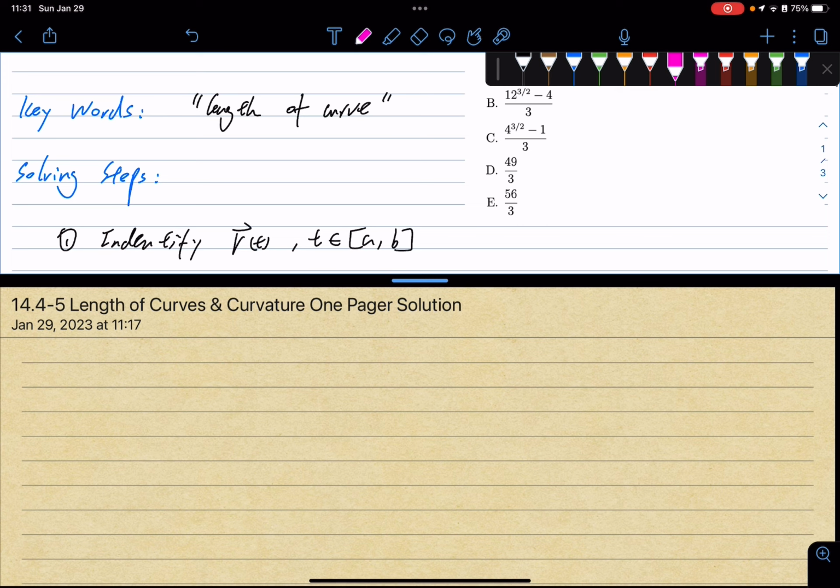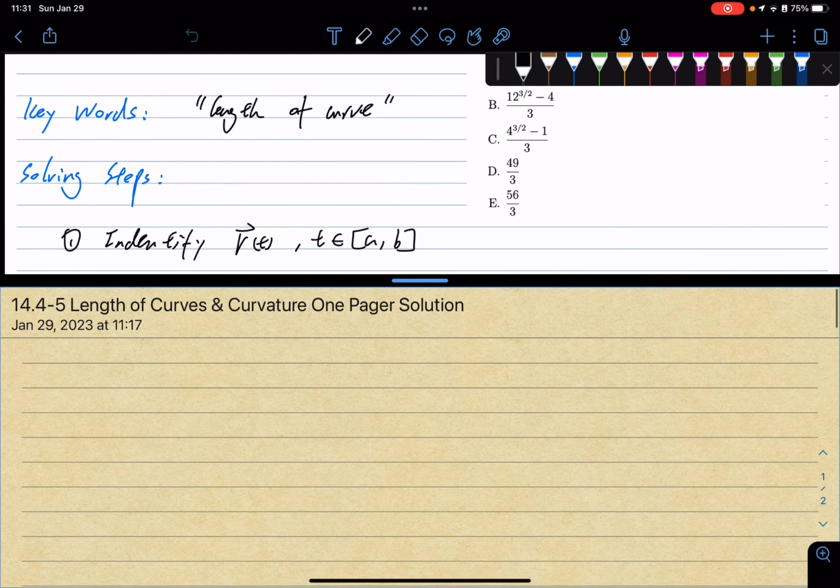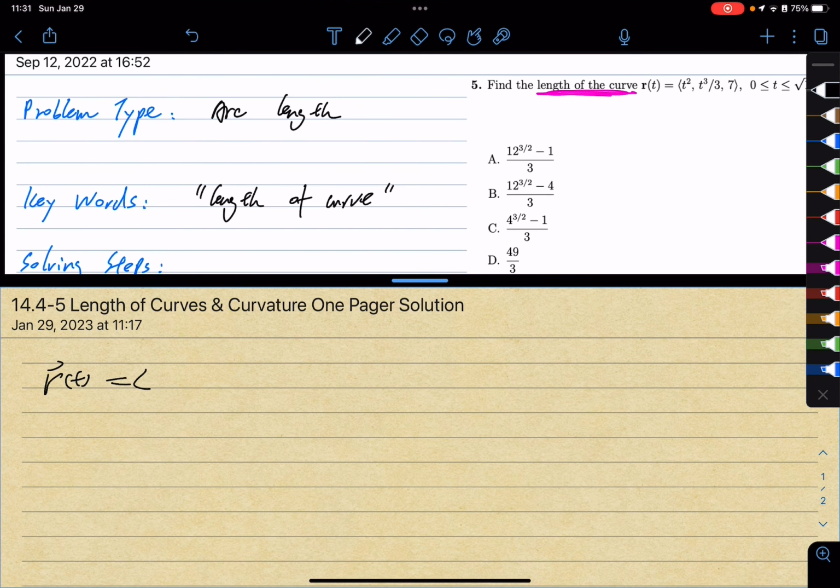The first step is as easy as it seems. I want you to identify the r of t that we're dealing with, and also the time interval which t belongs to. So r of t, I'm just going to rewrite the question right here, is t squared, plus t squared, t cubed over 3, and then 7, okay? And then t belongs to, this is the important part, 0 to square root of 12, okay?